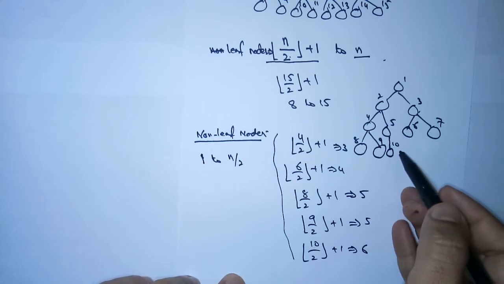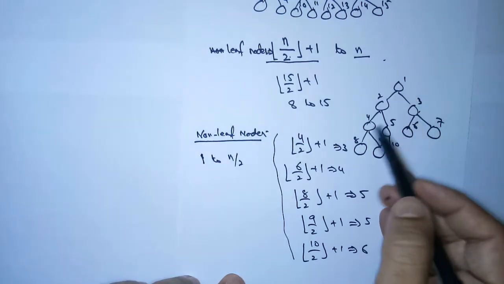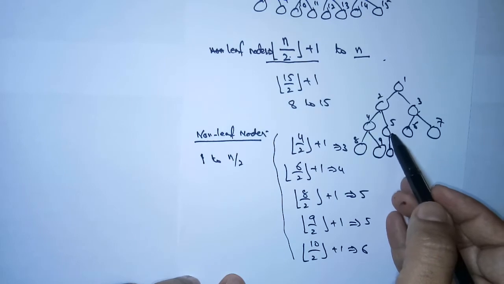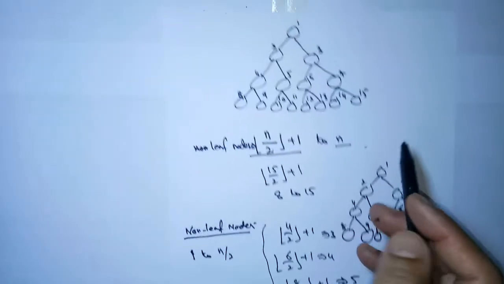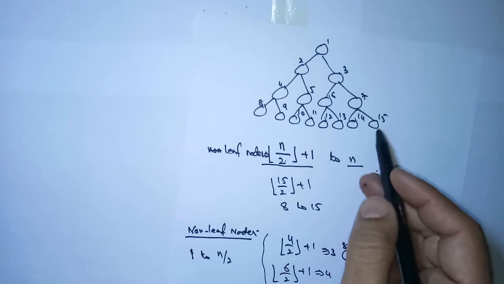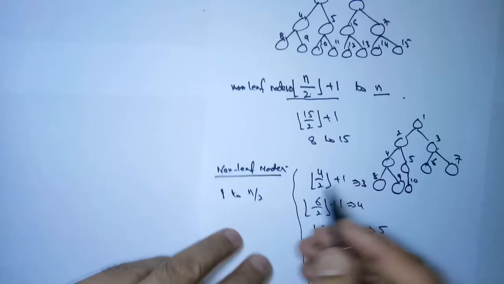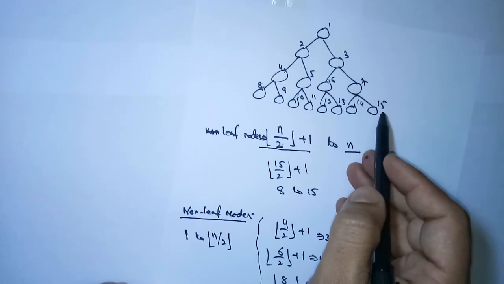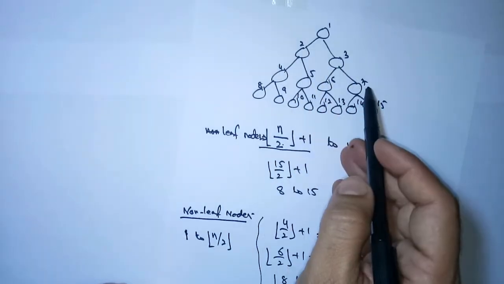So 10 by 2 is 5, right? So from 1 to 5 are the non-leaf nodes. Clear? Similarly here, the total number of nodes is 15. So n by 2, this is also with the floor function, 15 by 2, that is 7. So 1 to 7 are the non-leaf nodes, right?